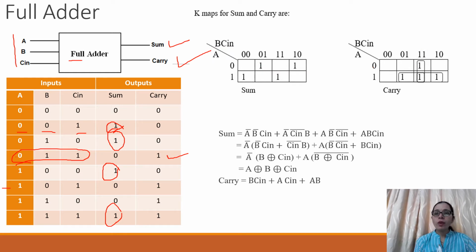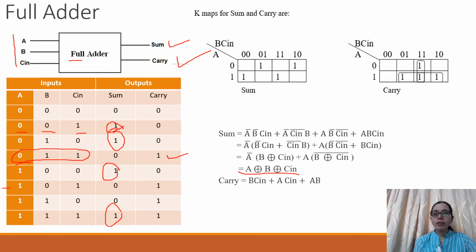After drawing the K-map, we can observe in the K-map of sum that there is no grouping possible as no adjacent ones are there. Therefore, each is a single one. An expression will have 4 terms. Therefore, 4 single ones are there and sum is shown. So the first one is A bar, B bar, C in. That is the first term. Similarly, other terms are also written, and this expression can be simplified using XOR gate. Therefore, the simplified expression is A XOR B XOR C in.